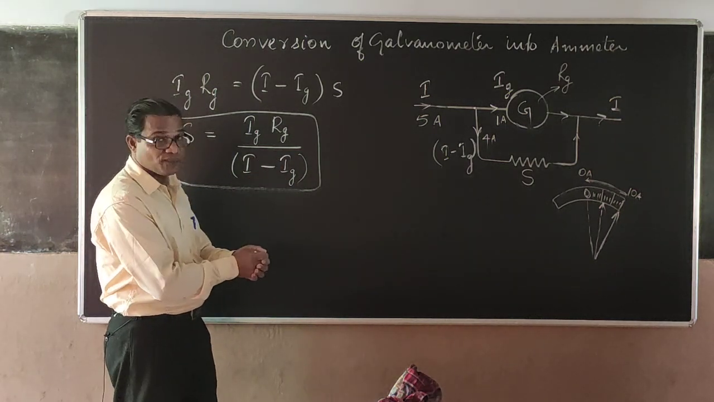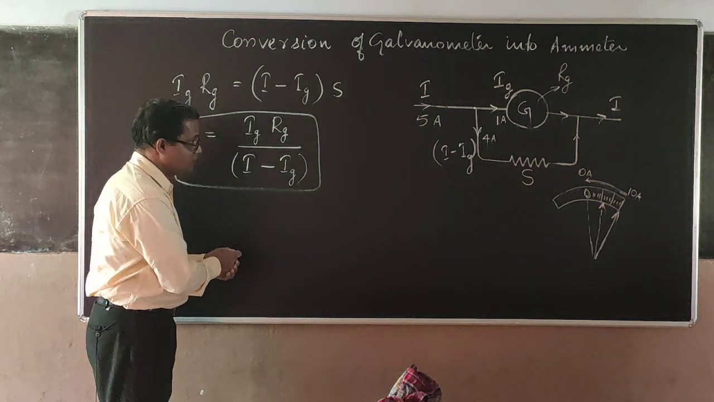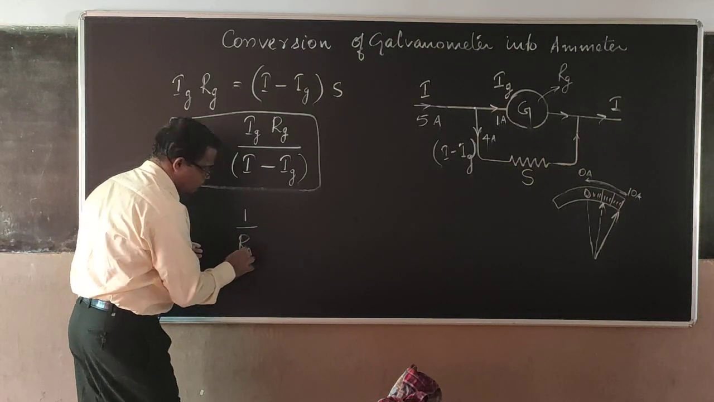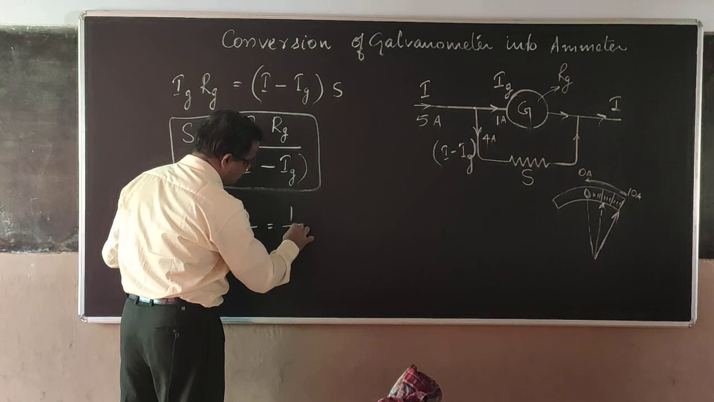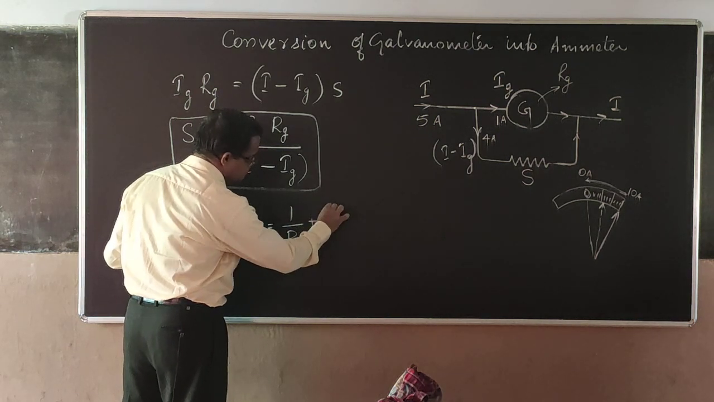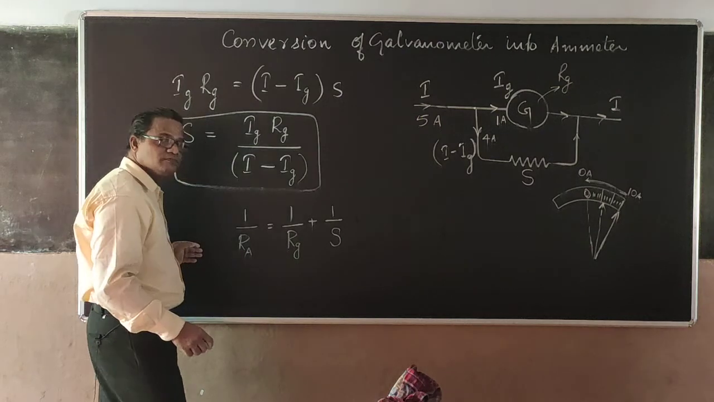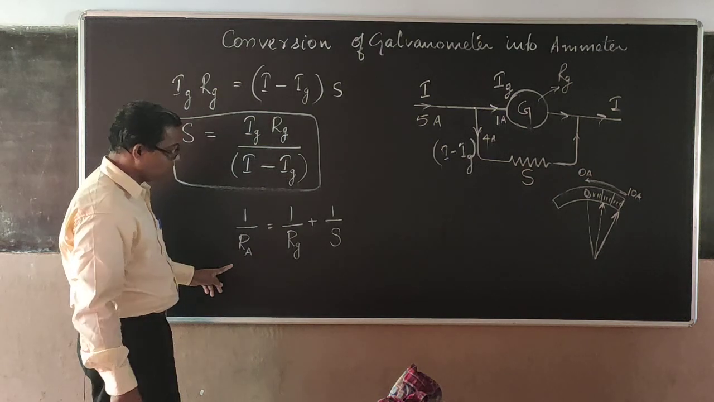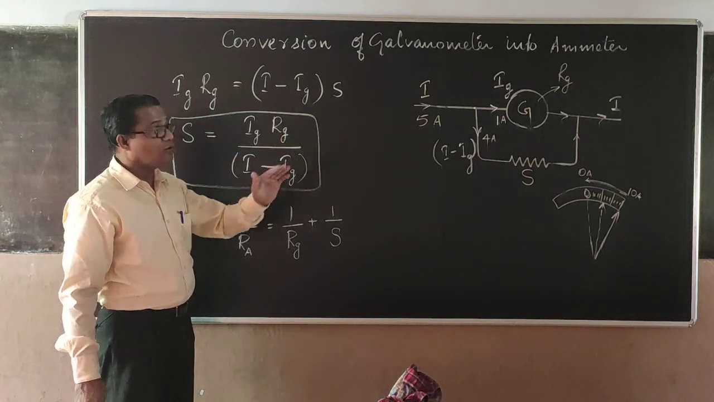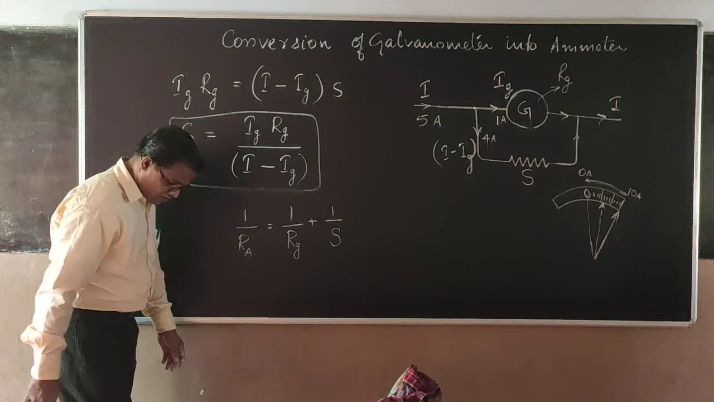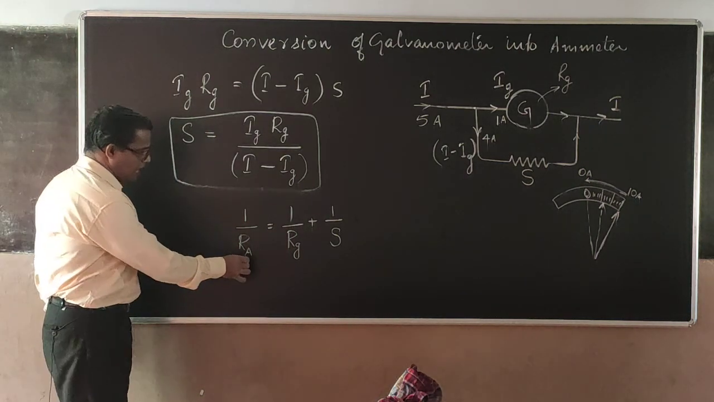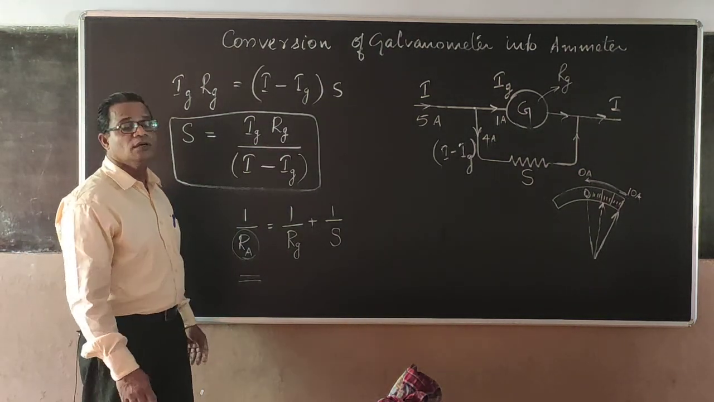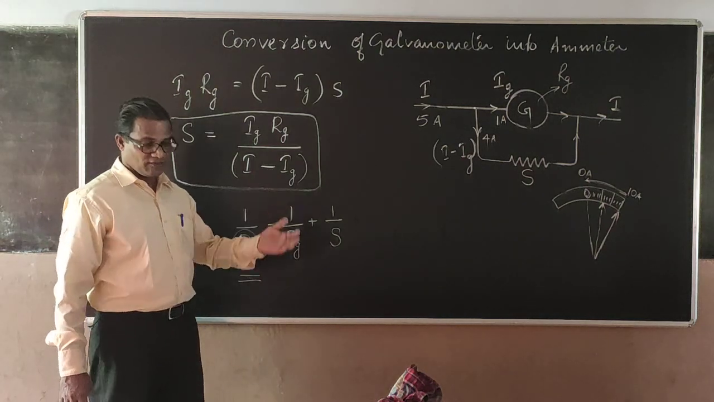So what is the resistance of the ammeter so obtained? Let us see. For the ammeter, 1 by Ra will be equal to 1 by Rg plus 1 by S, because Ra is the resistance of the ammeter obtained, which is now the parallel combination of Rg and S. From this you can calculate Ra. These are the basic things about the conversion of a galvanometer into an ammeter.